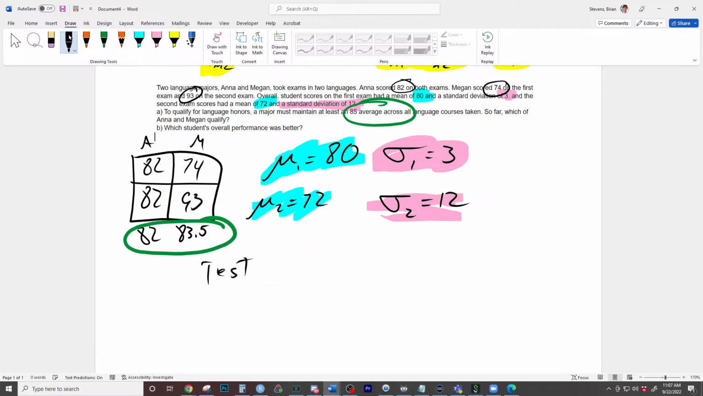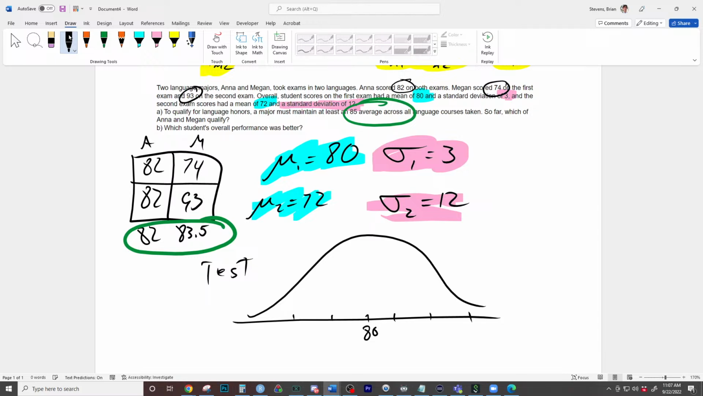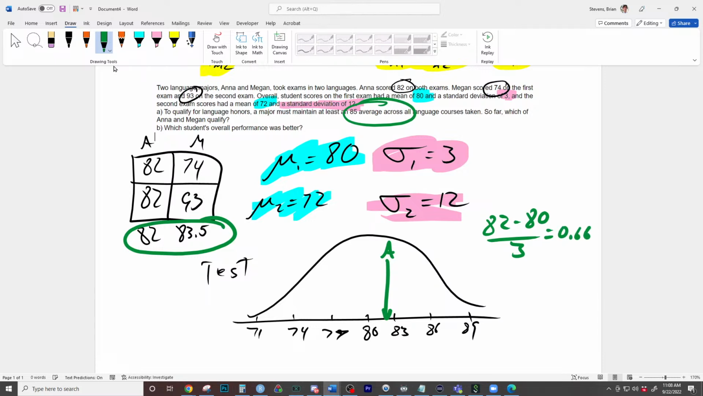Test 1 is going to be like this and have a mean of 80, and a standard deviation of 3. So this would be 83, 86, 89, 77, 74, and 71. Let's put a mark for our student of interest, and Anna scored right here. Anna's z-score is going to be positive 0.66 because she's 2/3 of a standard deviation above the mean, which can be found by 82 minus 80 over 3. So that's 0.66 for Anna on that distribution.